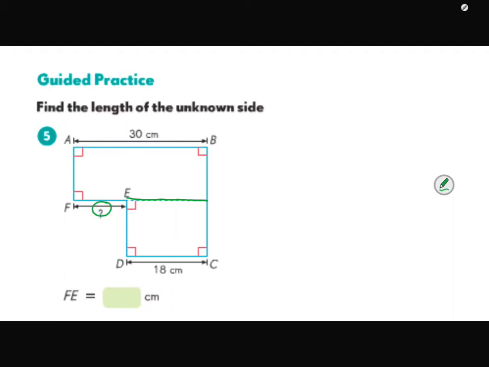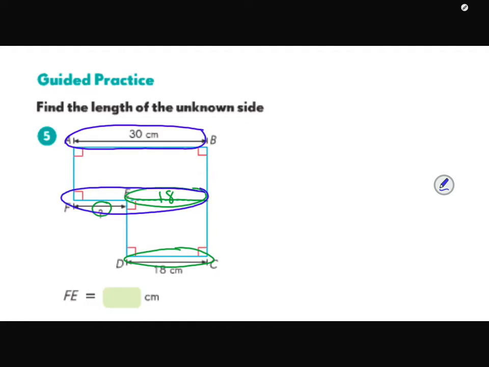So I stop and I think about what I know. So I'm going to freeze right here. If this is 18, then this is 18 because they're opposite sides, right? All right, cool. Now I'm going to see what else do I know. Okay, I see this big 30. If this whole thing is 30, then this whole thing is 30. Oh, look, I know that that part's 18. I need to think 18 plus what gets me to 30.